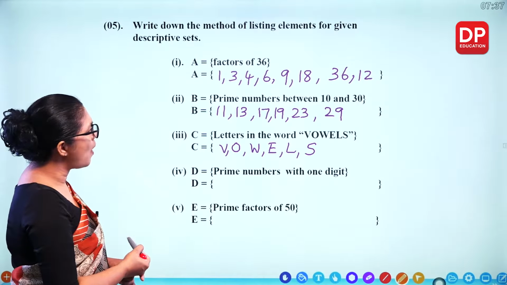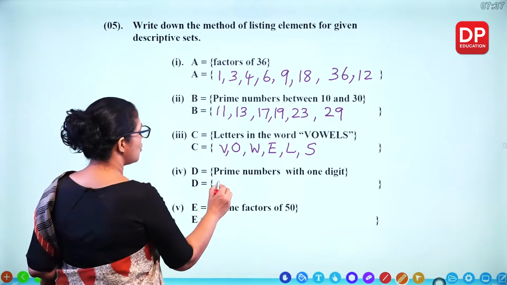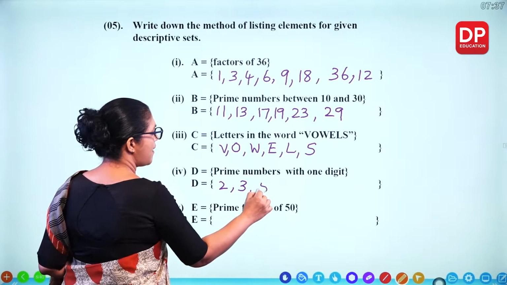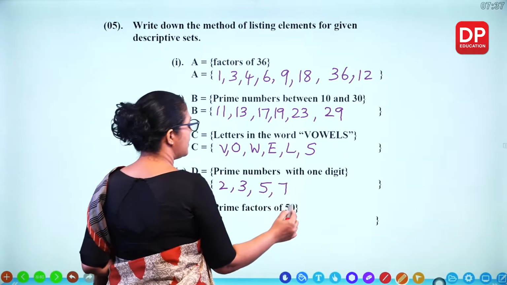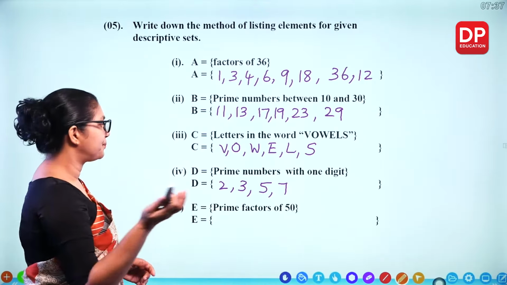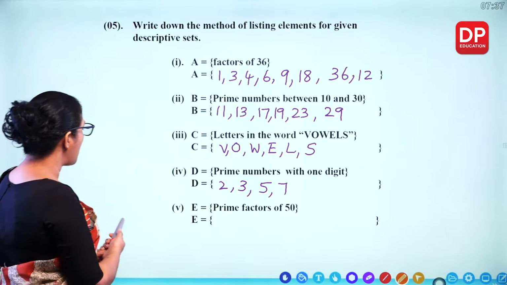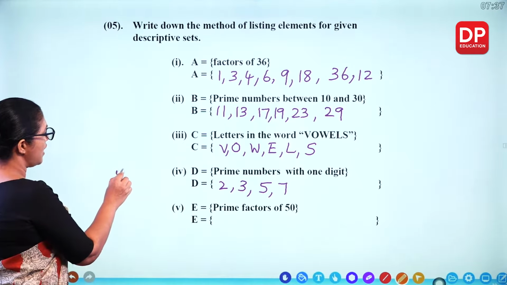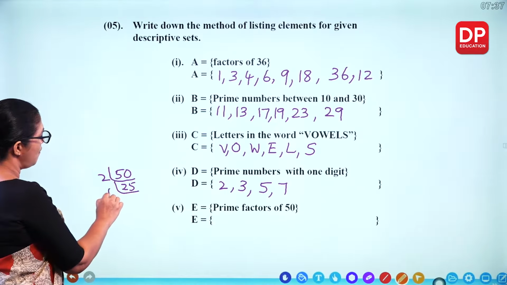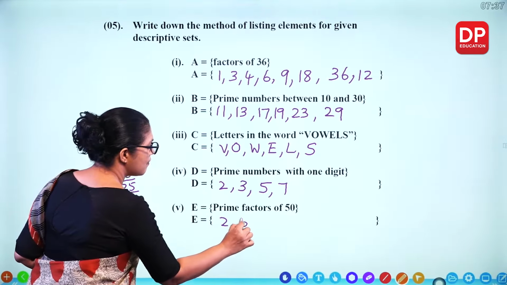Prime numbers with one digit. 2 is a prime number, 3, 5, 7 with one digit. You can't take 11. Prime factors of 50. What are the prime factors? When you take 50, it's divisible by 2 and 5. So prime factors are 2 and 5.